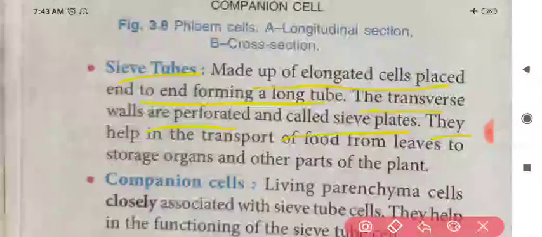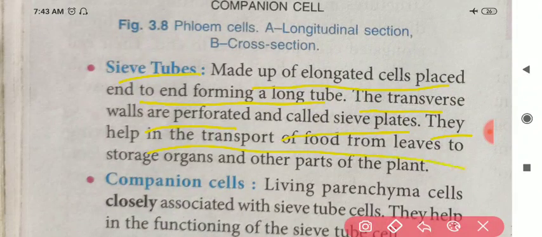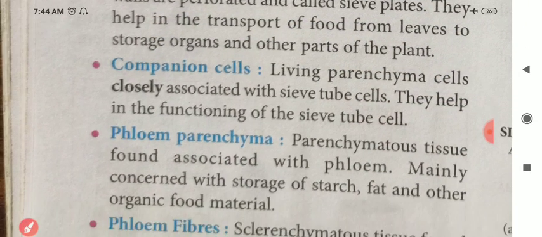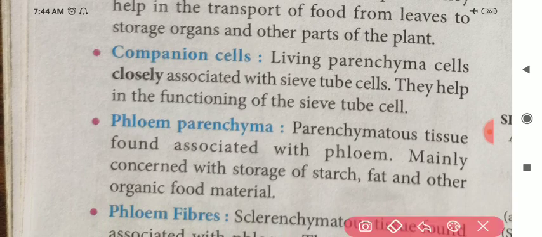They help in transport of food from leaves to storage organs and other parts of the plant. So this last line, my dear students, is the function of sieve tubes. Next, my dear students, we have companion cells. Companion cells, write the heading. Living parenchyma cells closely associated with sieve tube cells.